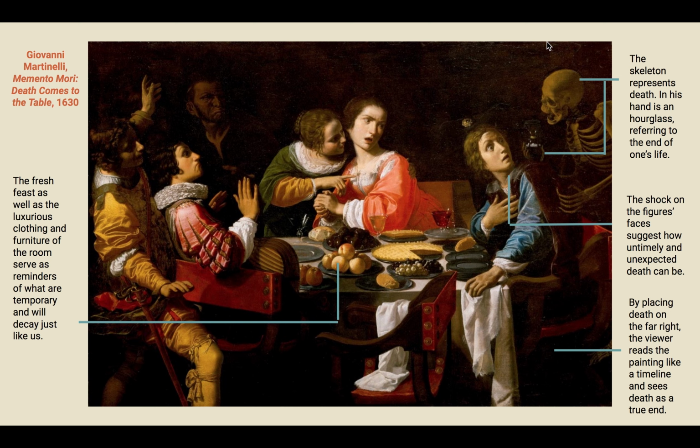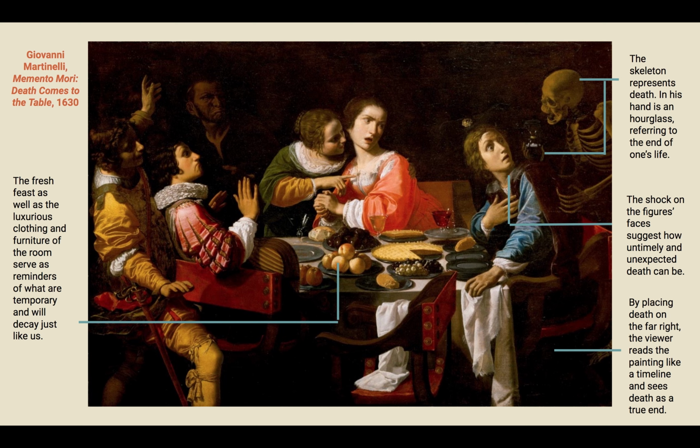This painting by Giovanni Martinelli, Memento Mori, Death Comes to the Table, is a great example of what Memento Mori paintings were all about and has a lot of the common symbolism. Starting on the right, we see a skeleton. The skeleton represents death. In his hand is an hourglass, referring to the end of one's life.